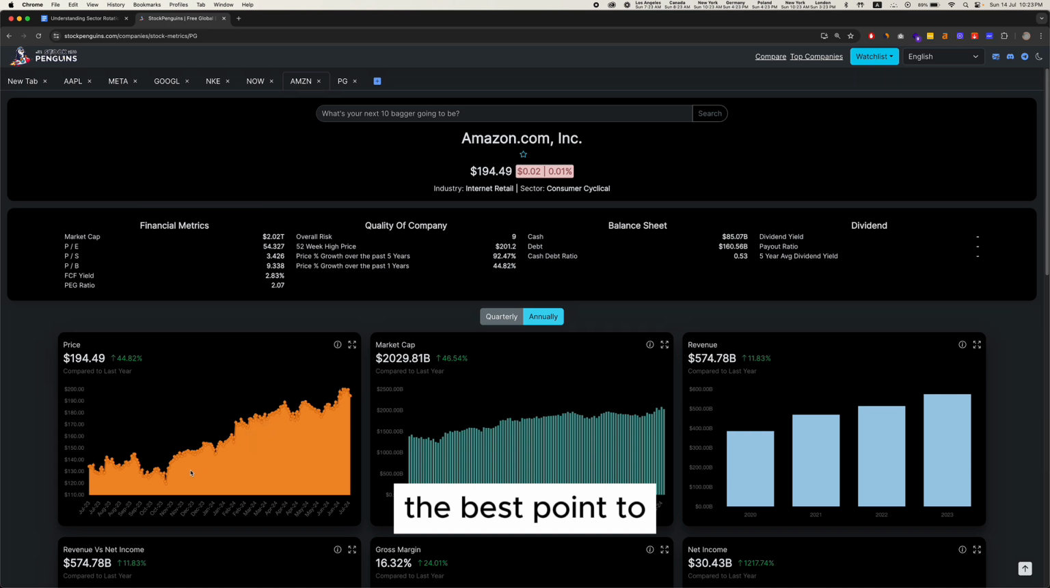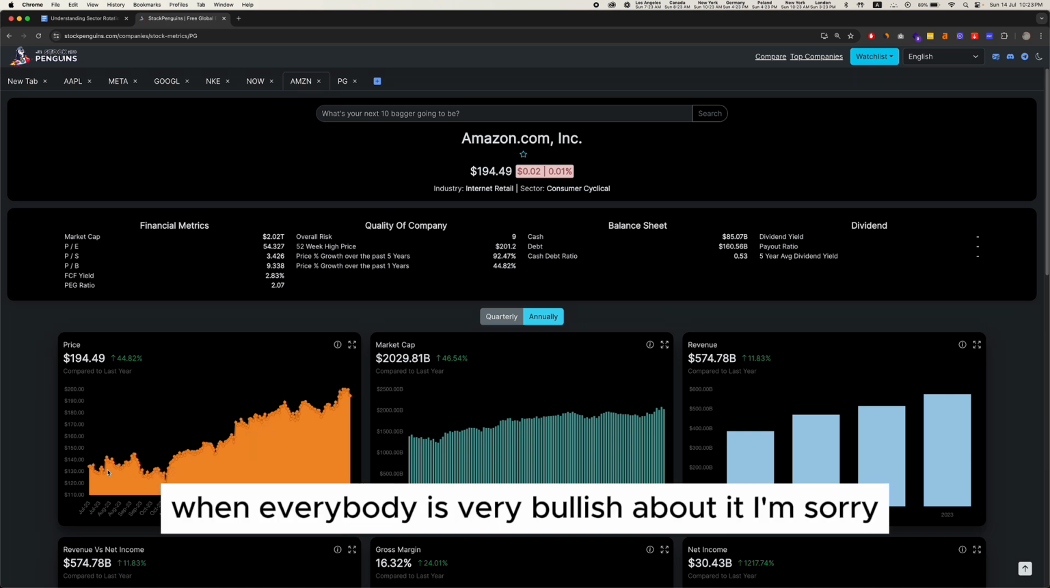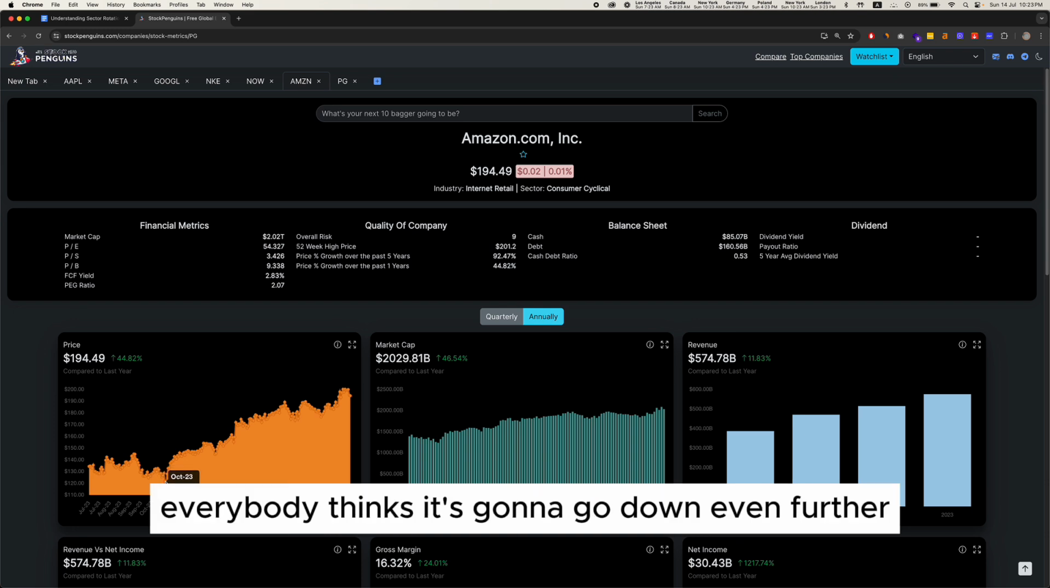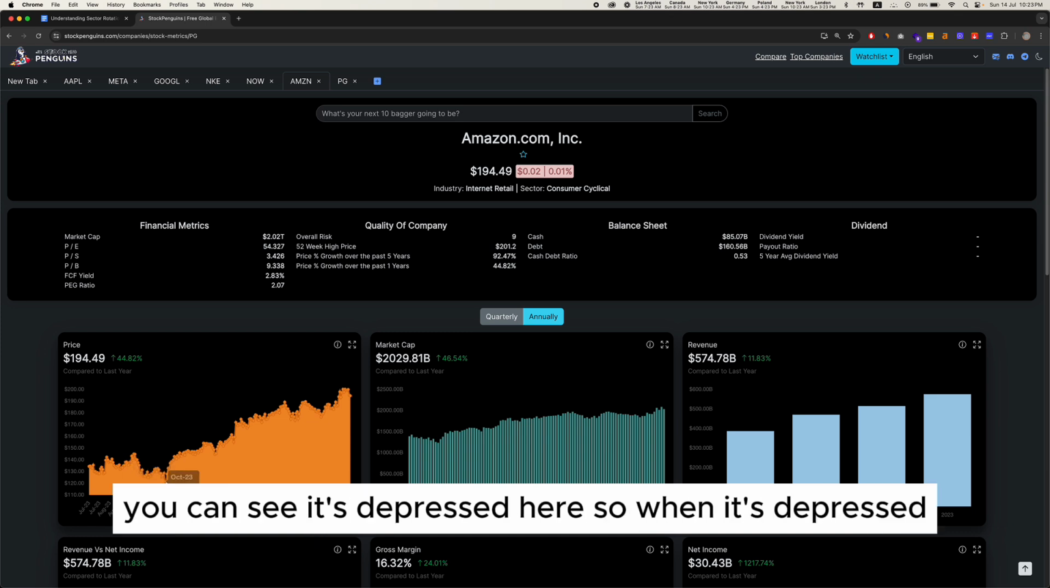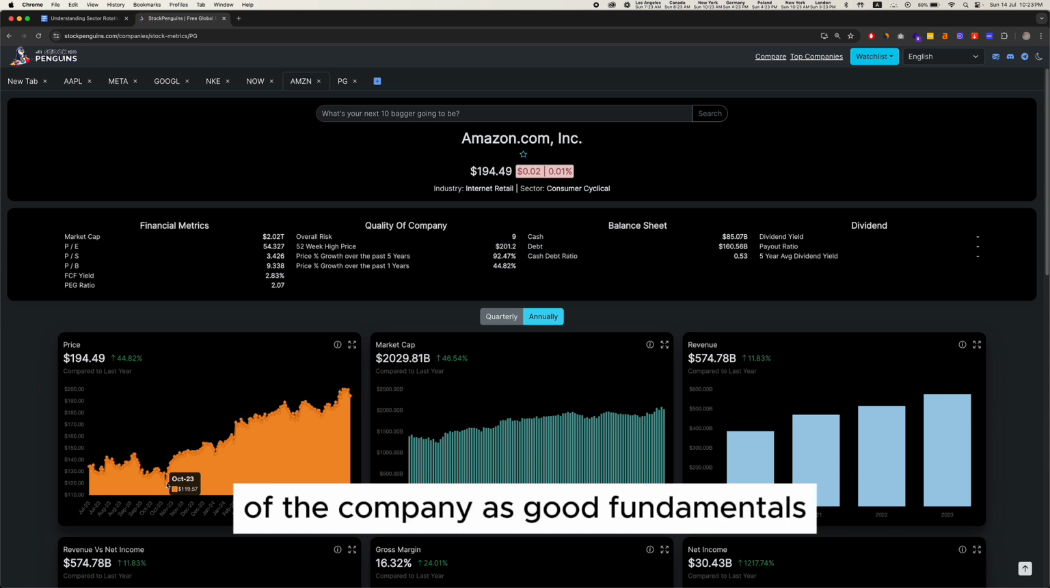The best point to buy is obviously here, right? When everybody is not bullish about it, everybody thinks it's going to go down even further, people don't really care about the stock. It's when the stock price is depressed, right? You can see it's depressed here. So when it's depressed, it generally means it's cheaper than normal, right? And if you believe in the company, if the company has good fundamentals, then yeah, it will skyrocket above.